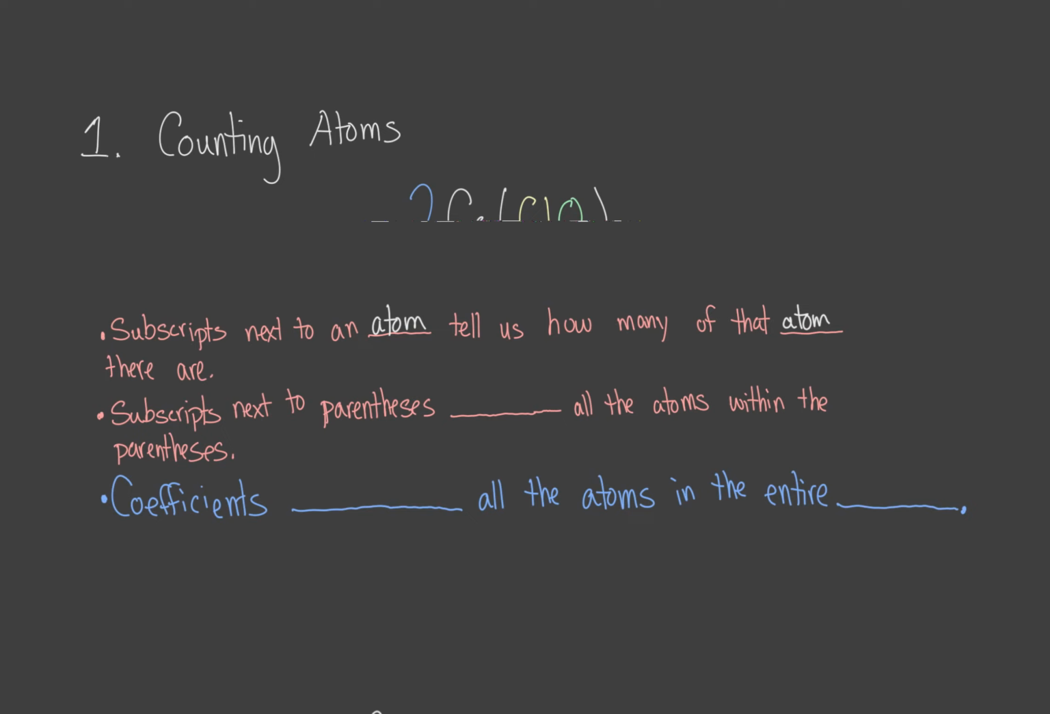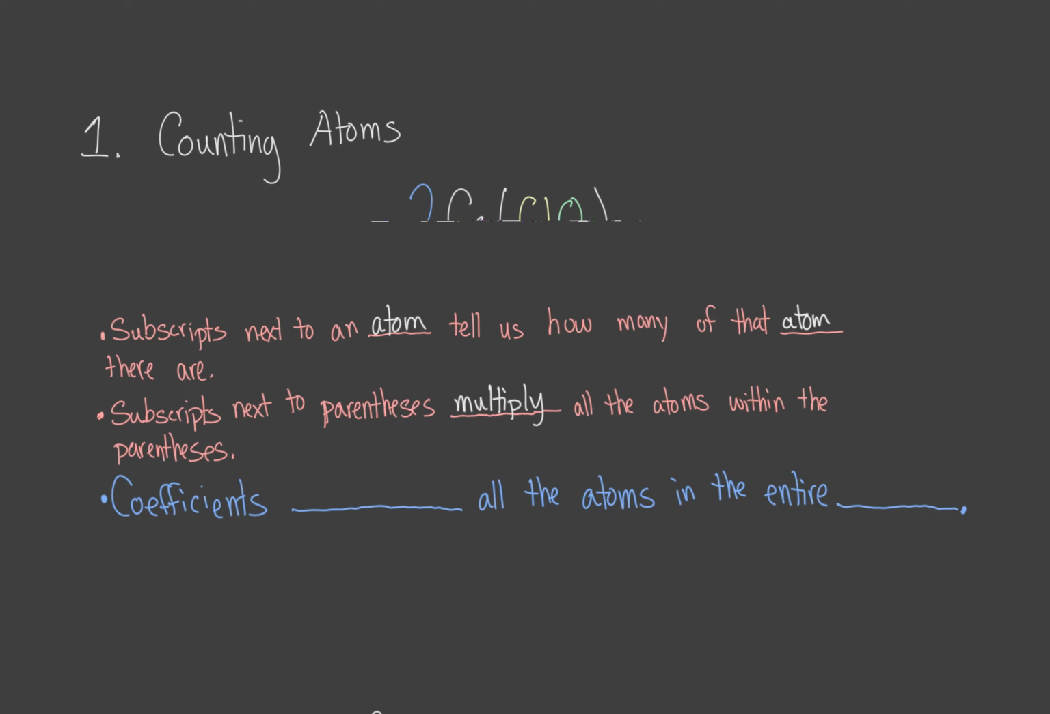If we have a subscript that's next to a set of parentheses, we need to multiply that subscript by all the atoms within the parentheses. So subscripts next to parentheses multiply all the atoms within. So for example, this 2 is next to a set of parentheses, which means this 2 will multiply the 4 oxygens, and it will multiply the 1 chlorine atom. So this multiplies by everything within.